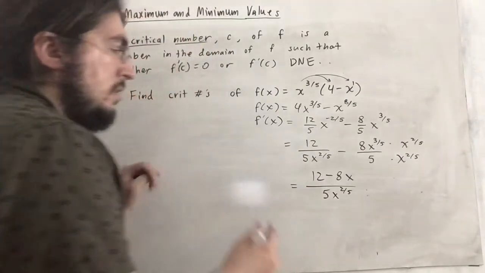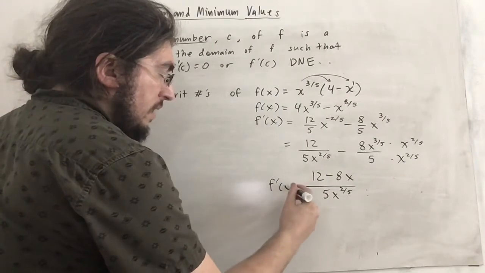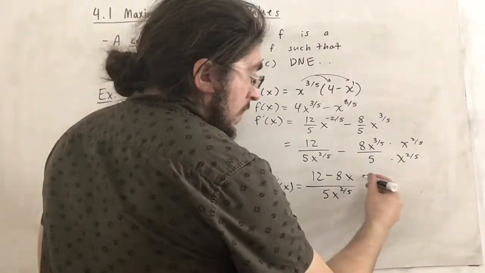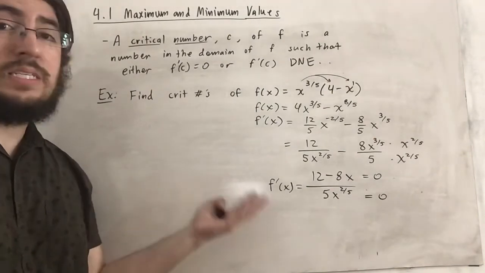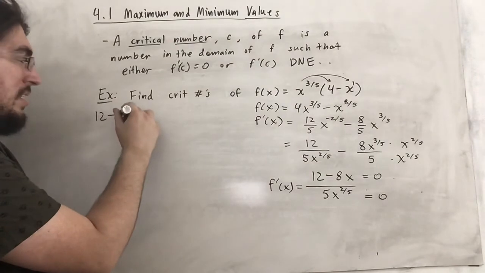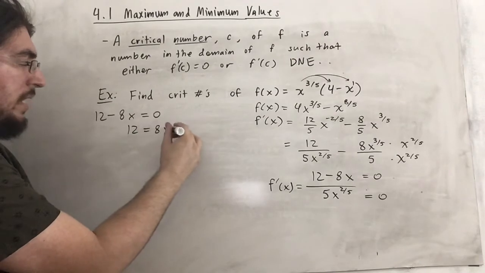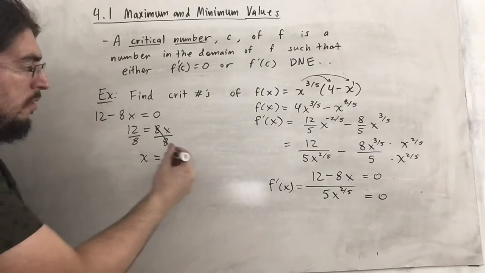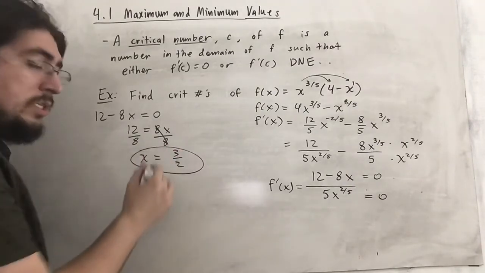Perfect. So that is the derivative, and we want to find out when this is 0 and when it is undefined. Now again, a fraction is 0 when the numerator is 0. So I want to set the top equal to 0 and the bottom equal to 0 to see where the derivative doesn't exist. The top one is pretty easy. If you add 8x to the other side, you get 12 is equal to 8x, divide by 8. Then you get x is equal to, dividing by 4, 3 over 2, or 1.5. So this is one of our critical numbers.